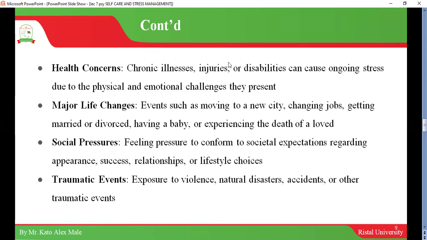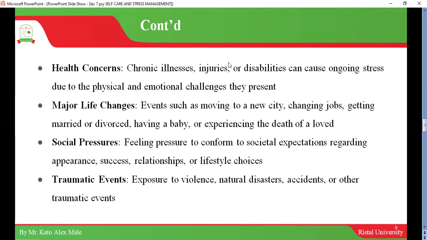Then major life changes, for example, moving to a new area, changing jobs, getting married or divorced, having a child, or experiencing the death of a loved one. Yeah, these are all major life changes and they all can cause stress.